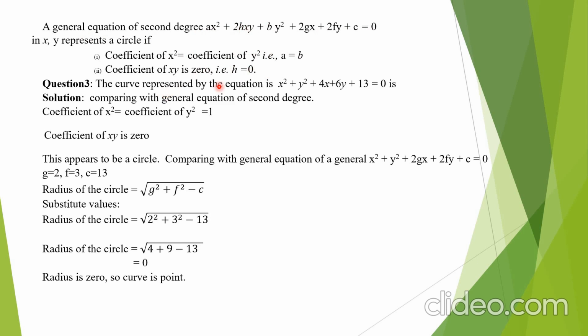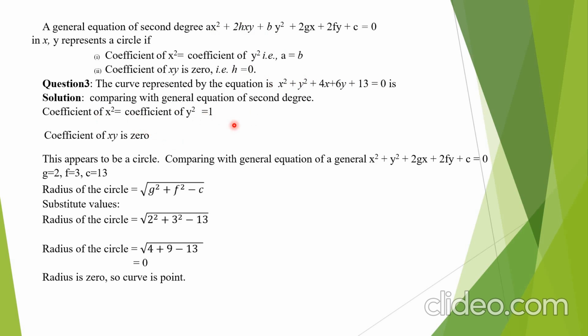And let's see one example on it. What curve does this equation represent? This equation is x square plus y square plus 4x plus 6y plus 13 equals 0. Compare this with the general equation of the second degree. On comparison, we get a equals 1, b equals 1, and no xy term, so h equals 0. So the coefficient of x square and the coefficient of y square are the same, 1, and there is no xy term, so it is a circle.